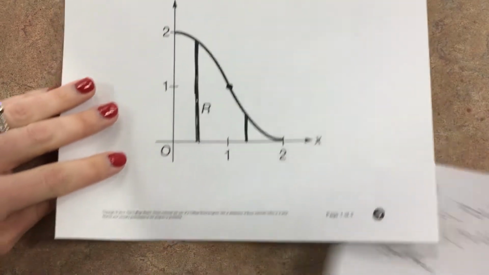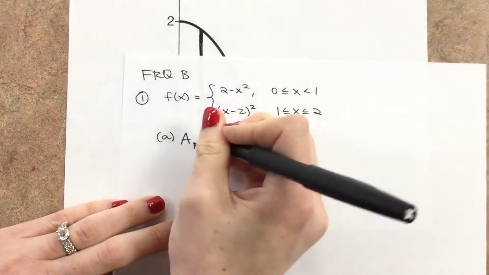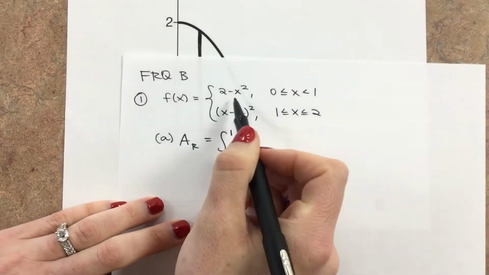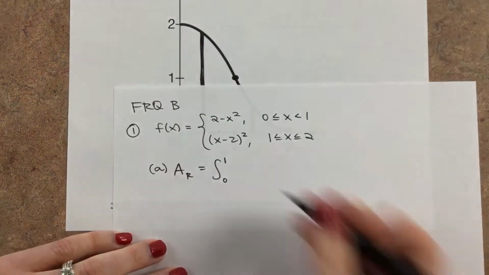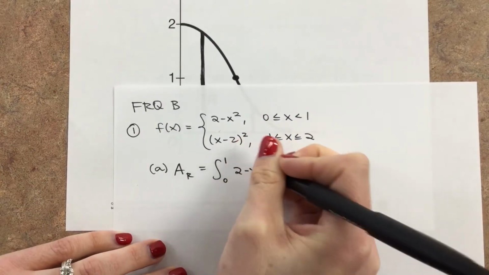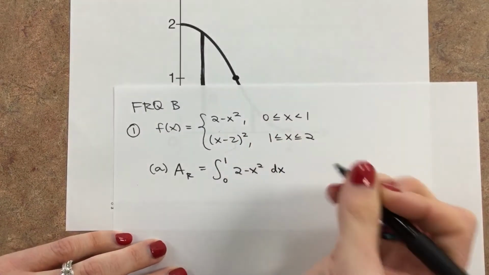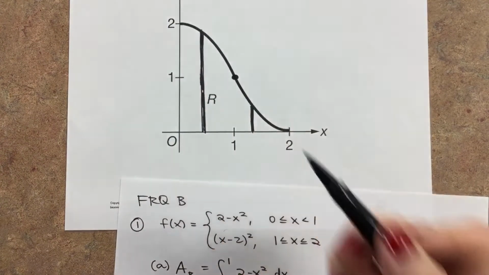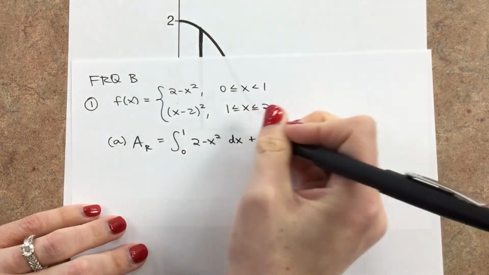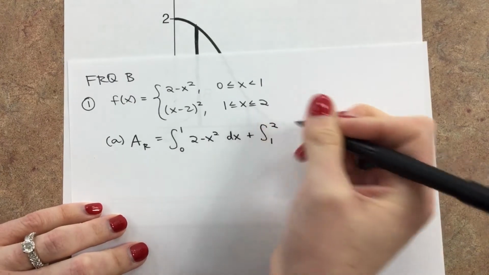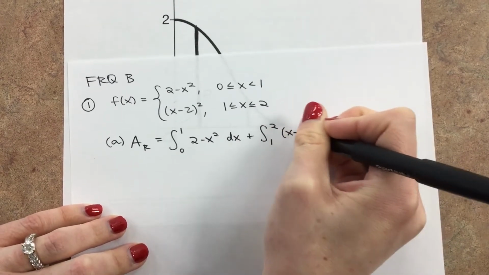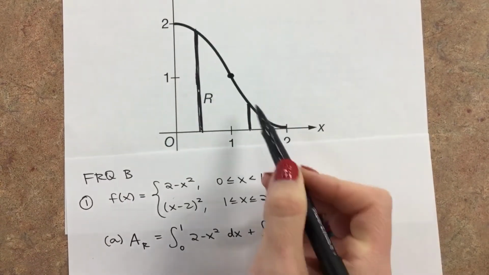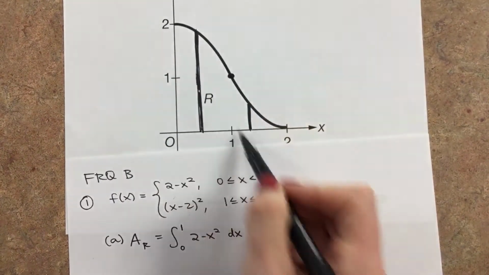All right, so our setup, our integral. First piece goes from 0 to 1, and you integrate this first piece. So from 0 to 1, it's this part, 2 minus x squared. And area is just upper minus lower, so this is the upper function. The x-axis is the lower function, so that's just a 0. Plus, and then the second piece, we integrate from 1 to 2, and it is this part right here, x minus 2 squared. And then again, just minus 0. So that gives us this second portion of it right here.